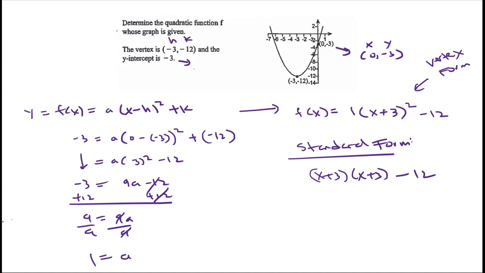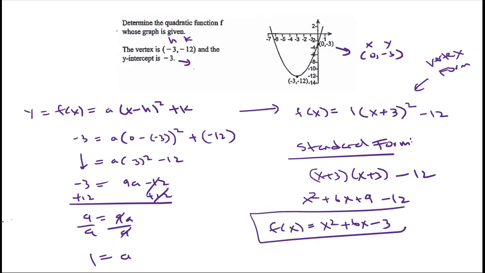Okay, the 1 doesn't matter because it's just going to be multiplied by 1, so it'll be the same thing. All right, so then we just FOIL this out. So we get x squared plus 6x plus 9 minus 12. And then we simplify, we get x squared plus 6x minus 3. All right, so this would be in our standard form.